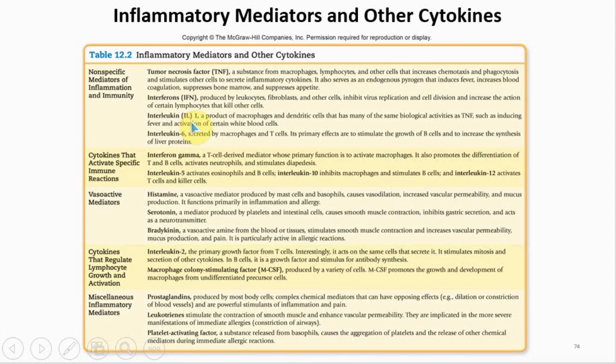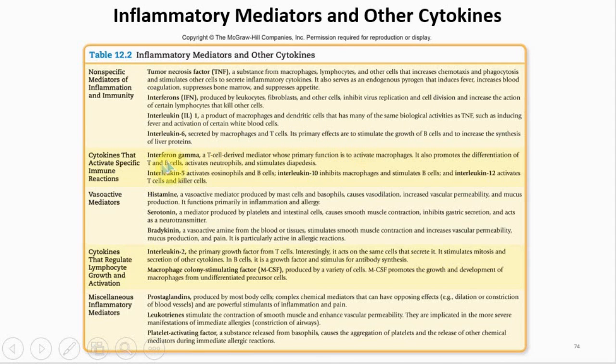There are several types of interleukins, but interleukin 1, produced from dendritic cells and macrophages, similar to tumor necrosis factor up here. Interleukin 6, secreted by macrophages and T cells. The thing I want you to focus on with this one is that it stimulates the growth of B cells. Those are the ones that, in the form of a B cell called a plasma cell, actually produce our antibodies. So we'll come back to this interleukin 6 later in the next chapter.